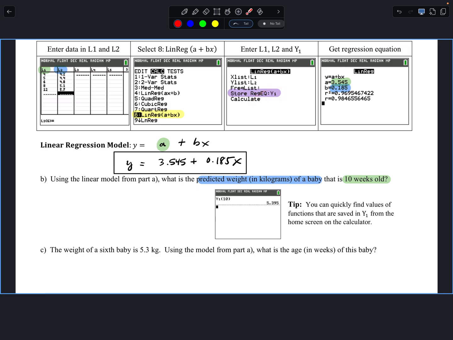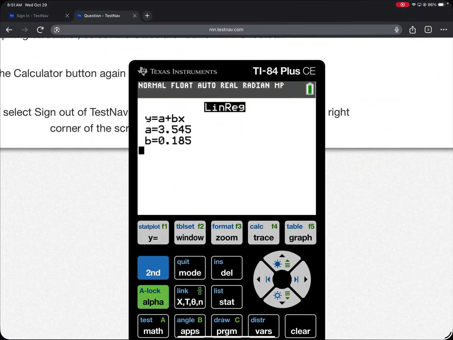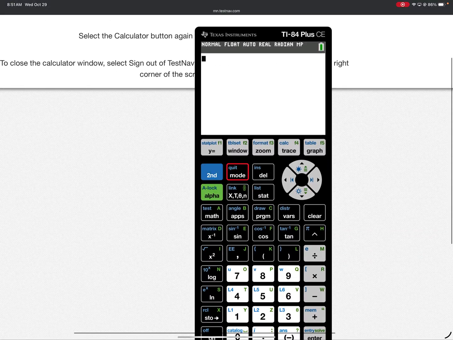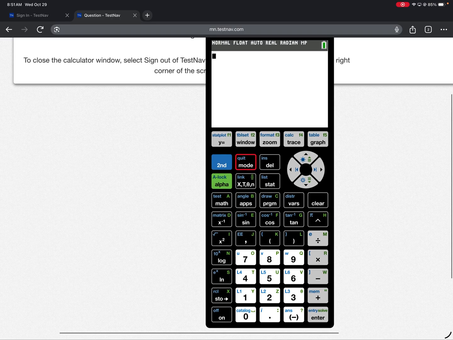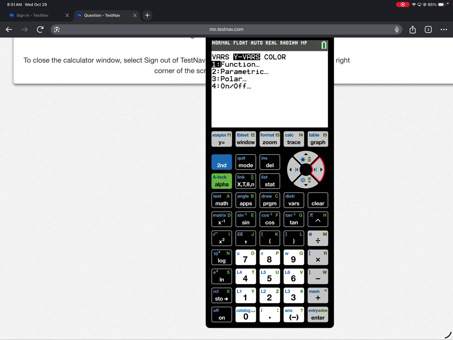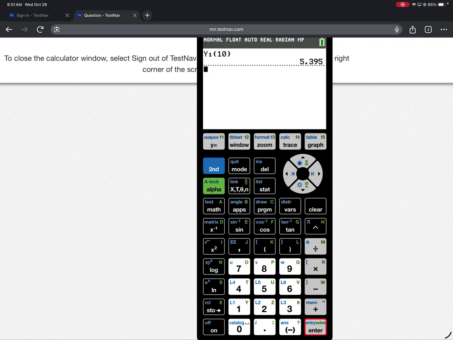So if I wanna know what is y when x is 10, you're basically going to just do y1 of 10. To do that, you're gonna go second quit, and then retrieve y1. So you're gonna do vars, y vars, hit y1, and then you're just gonna plug in 10. And that's your answer.